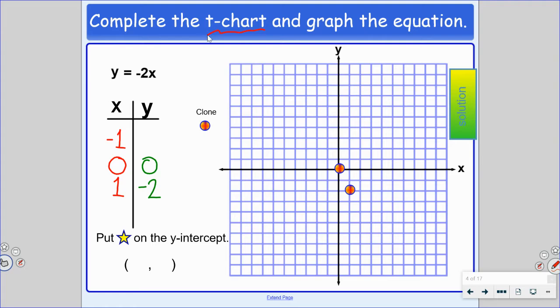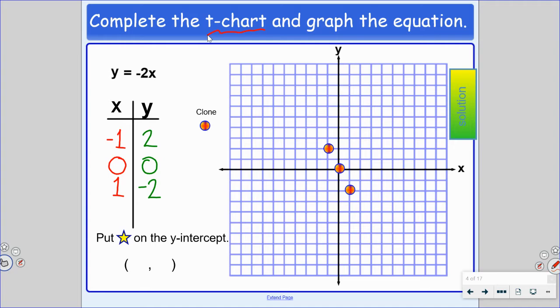Let's go with substituting in a -1. When x is -1, -2 times -1, the opposite of a negative would be a positive. So when x is -1, y must be +2. So we go 1 to the left, +2 goes up. And I bet you're seeing here, well, let me not say anything just yet.